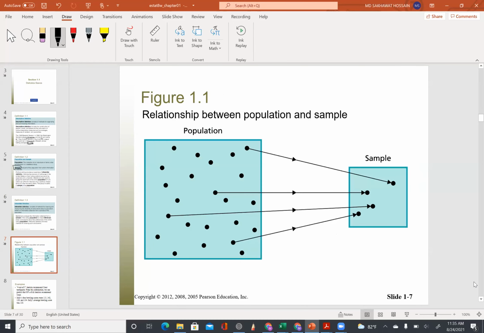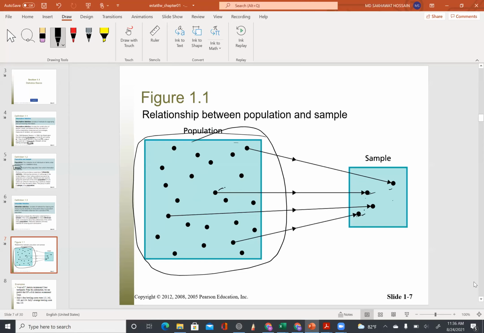So, relationship between population and sample. You can easily see the relationship between population and sample here. This is our population. Population is the collection of all individuals. So here we have all the individuals in our population. And in our sample, among all the individuals, we only selected 4 individuals, right? You can see 4 dots here, 1, 2, 3, 4. So this is part of the population, right? That means the sample is a part of the population.